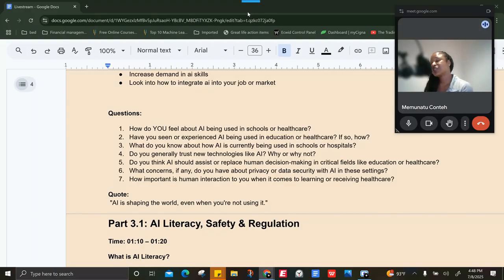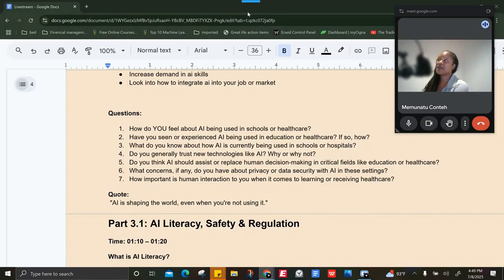Or do you want your kids to go to a school that uses AI? Do you think that AI should decide whether or not your child goes to the next grade or gets accepted to school? What do you think? If you don't have a child, your niece, your nephew, your sister, your brother, what concerns do you have about privacy or data security with AI in this setting? Do you have any concerns?